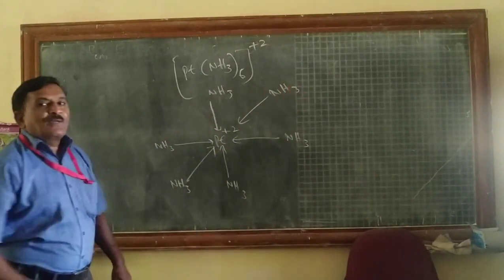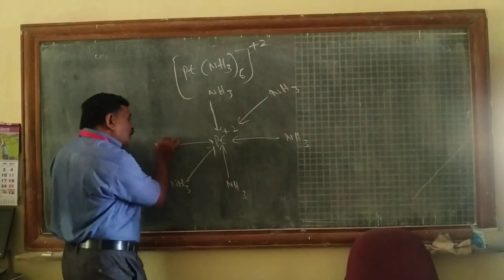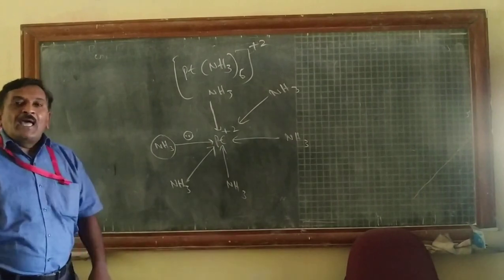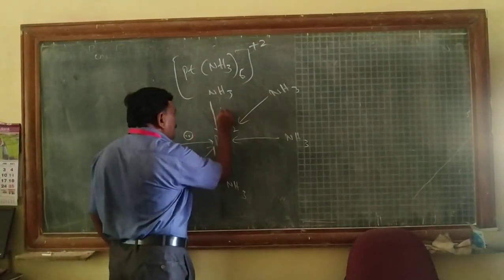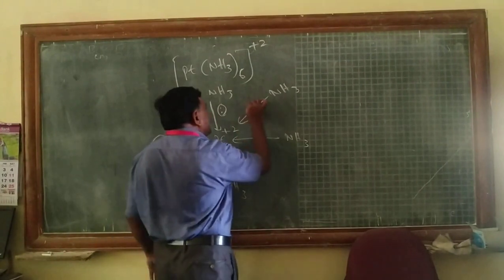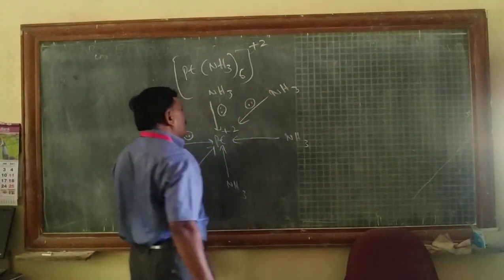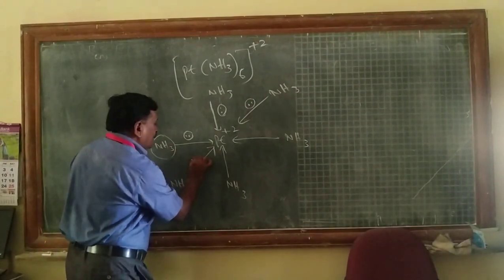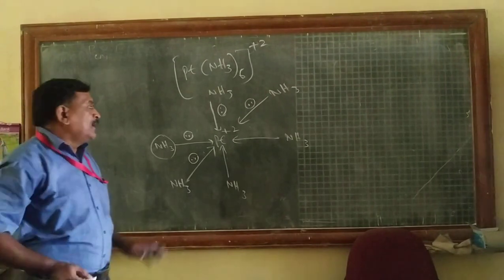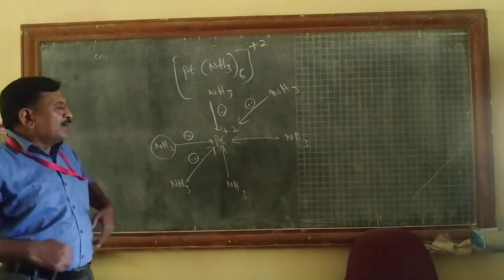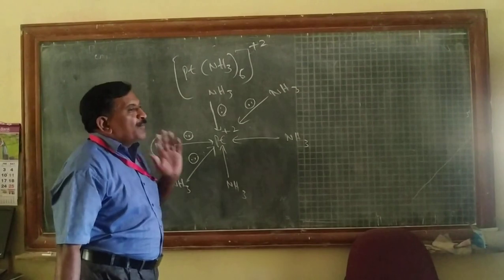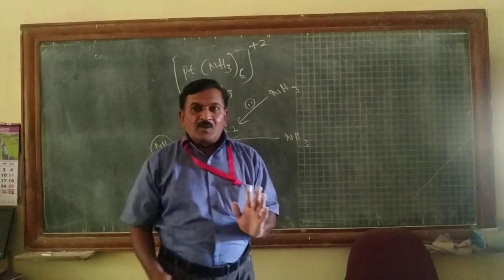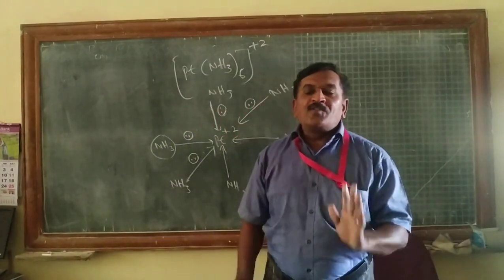In this structure also, the ammonia molecule is the ligand. It supplies a pair of electrons to the central metal ion, platinum, through a coordination bond. In the same way, all the ligands of platinum supply a pair of electrons to the central metal ion.